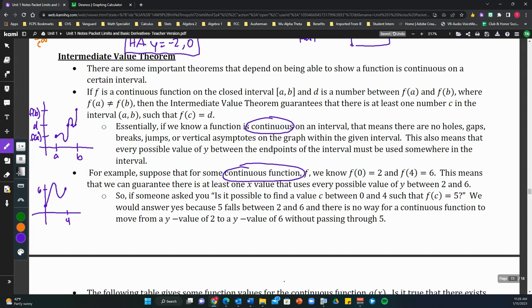So if someone asked you, is it possible to find a value of c between 0 and 4 such that f of c equals 5, to answer that, we would just have to make sure, does this desired y value fall between the y values of the endpoints? So 5 is between 2 and 6. So yes, because it's a continuous function, we must have used that y value at least one time.